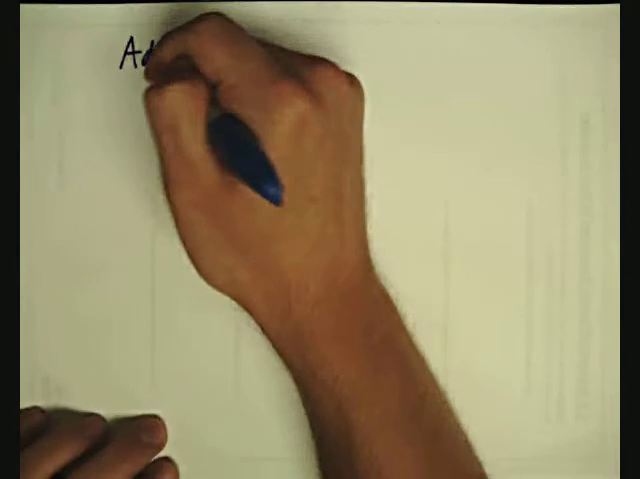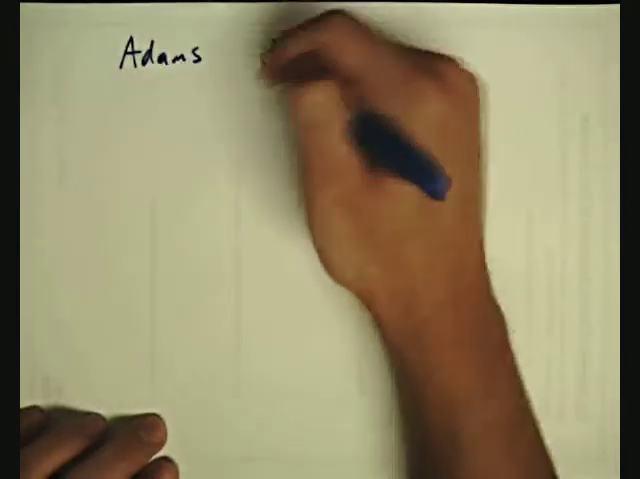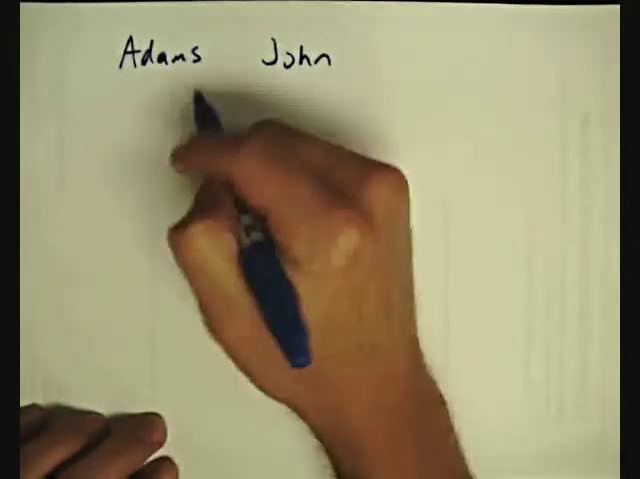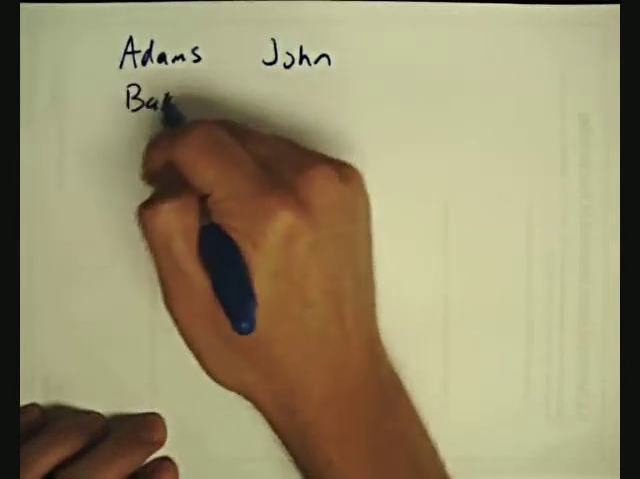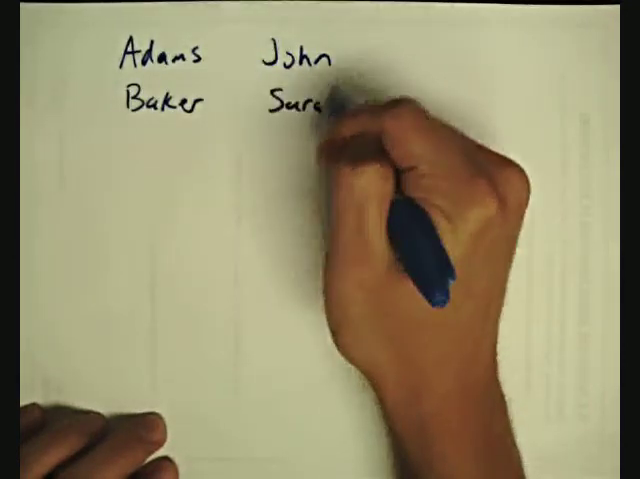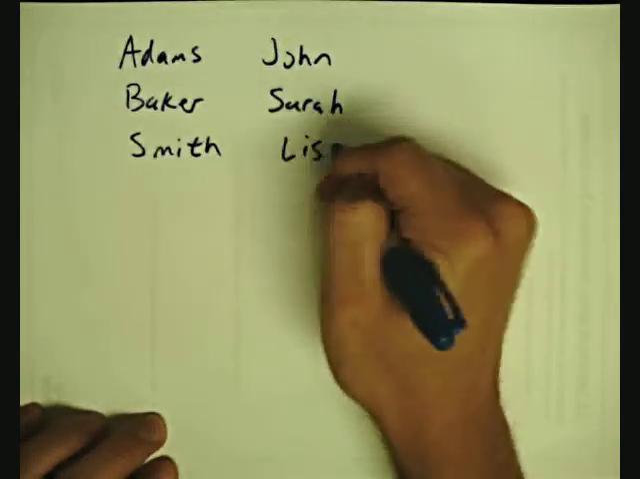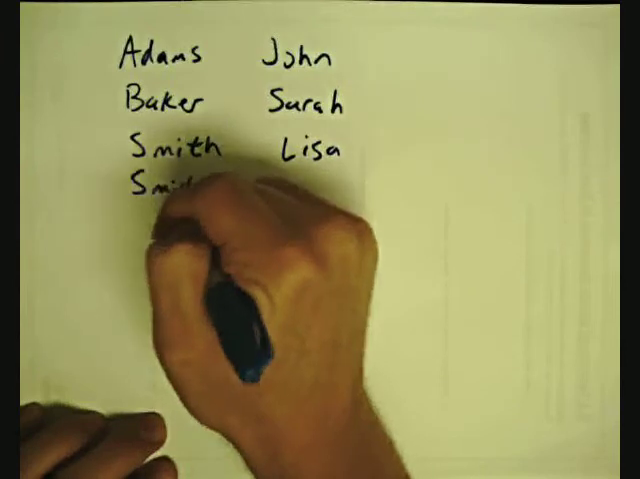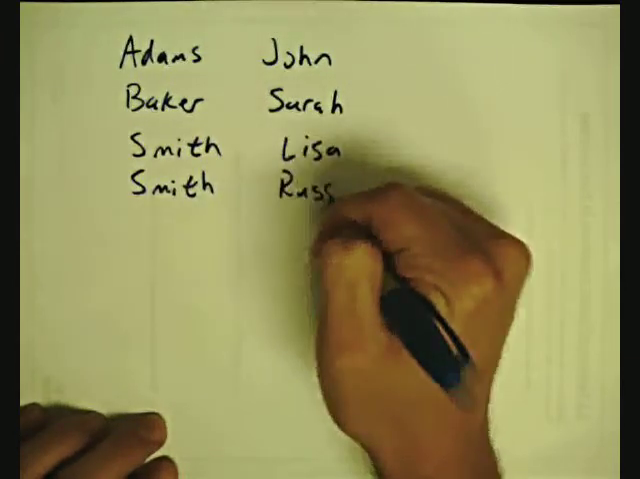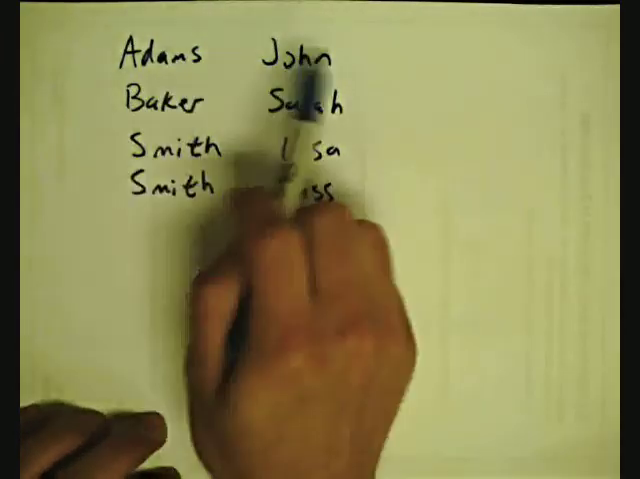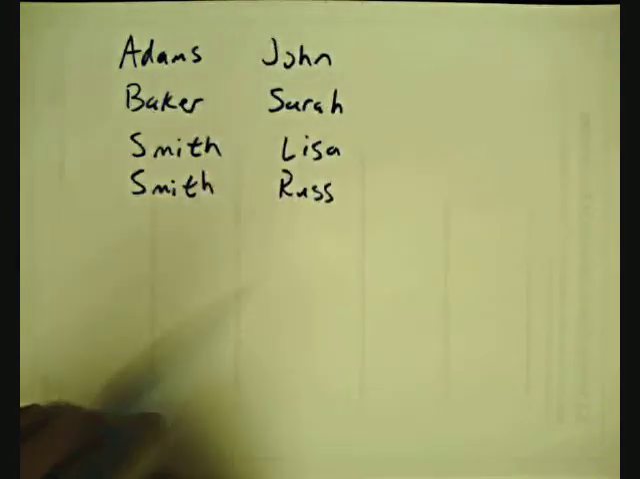A simple example of a relation would be a list of names where we're listing the last name first and then the first name. So like Adams, John; Baker, Sarah; Smith, Lisa; and Smith, Russ. So each of our last names is being related to a first name.